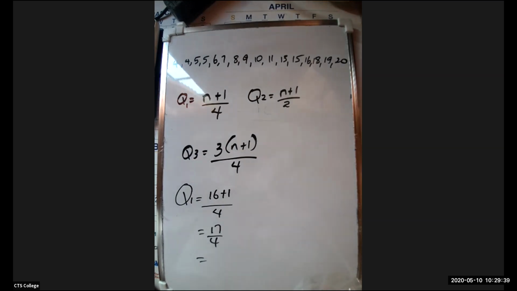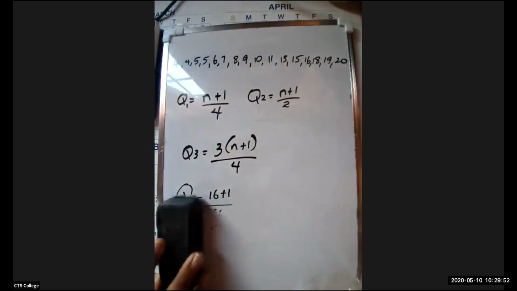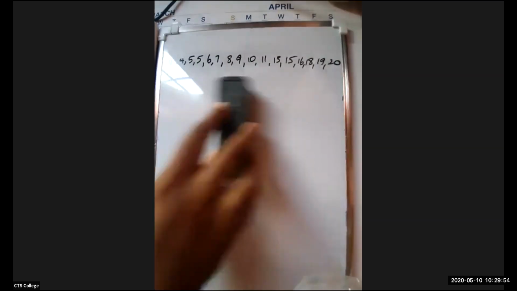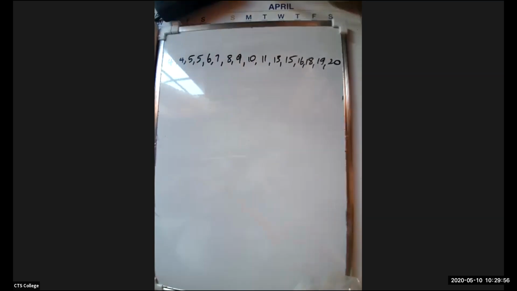So 17 divided by 4, right? Yeah, I get 4.25. Yeah, me too. But that's not the answer. Okay, we'll just do it the old-fashioned way, which I am most comfortable with. I did tell you that at the beginning.